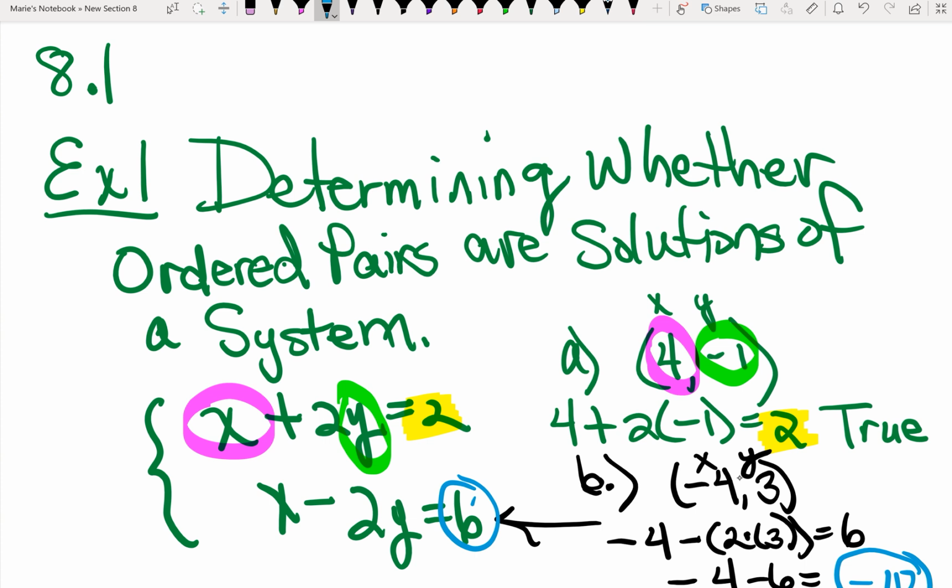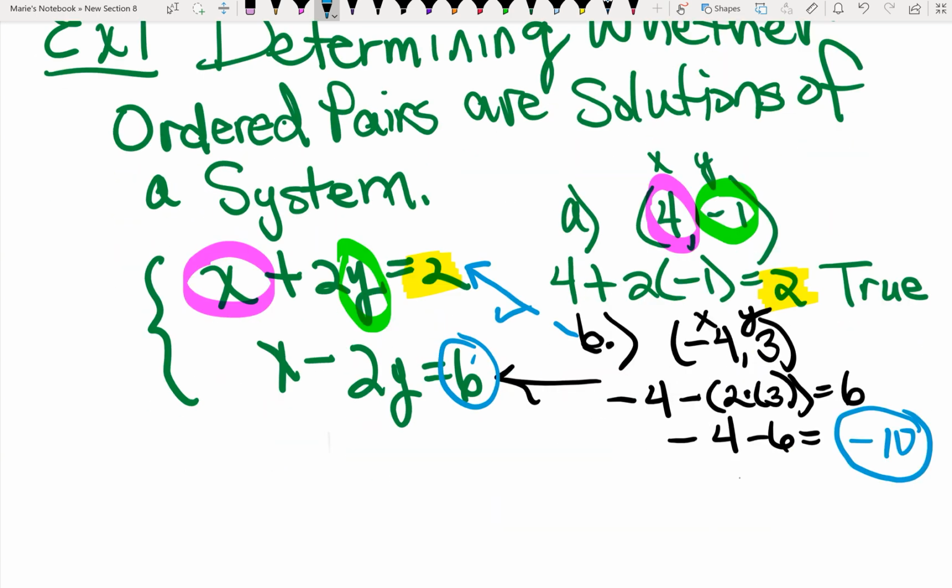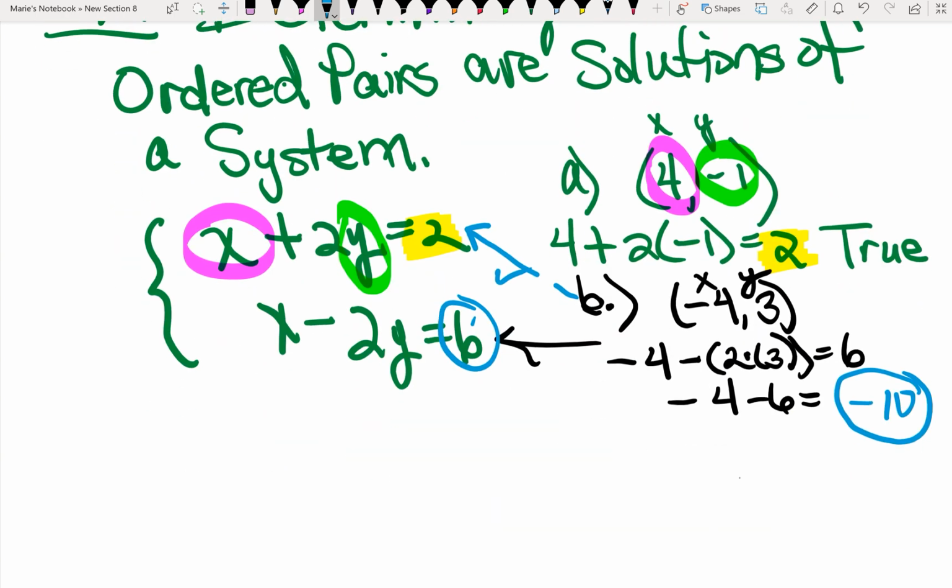If you plug these numbers into here, you're good. But we could do that real quick, because it has to work for both. So I'll repeat the process for part A here as well. So part A, what was I substituting in for those two? This one was 4, -1.